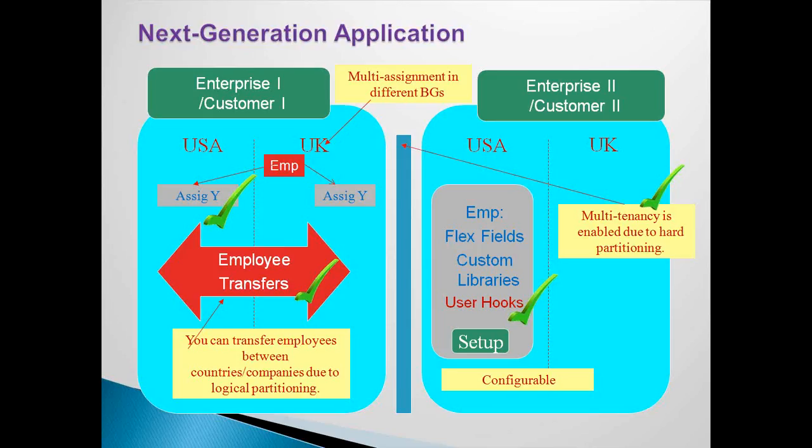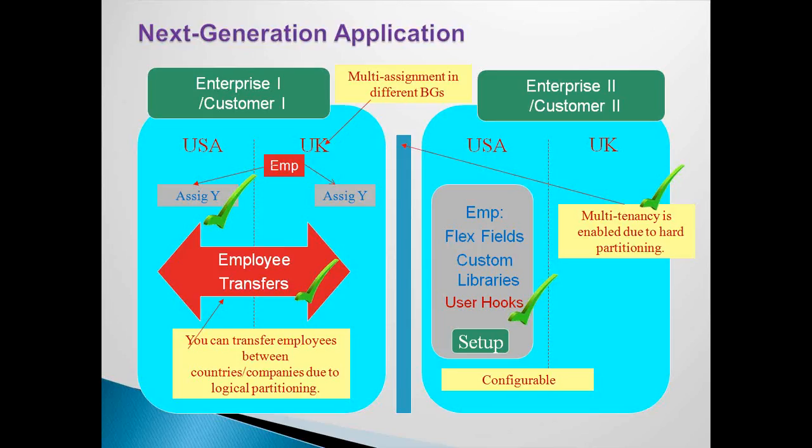That means even though they share the same infrastructure, practically you cannot move anything from one enterprise to another enterprise, because they are two different customers. And within that enterprise, you can have multi-country operations. So there is a flexible soft partition, thereby you can do employee transfers. An employee working in US can be moved to UK within the same enterprise, or from UK to India within the same enterprise, which we call global transfers.